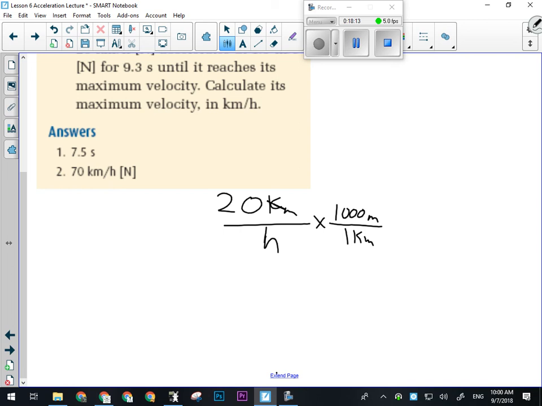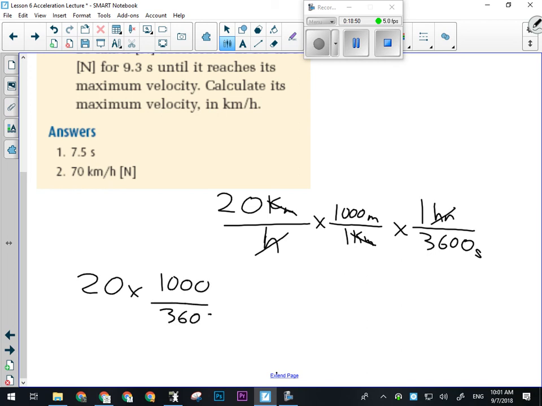Now I have kilometers on the top, kilometers on the bottom, and they're gone. Now I've converted it to meters. It's 20,000 meters. Okay, then I need to convert the hours to seconds. In 1 hour, there are how many seconds? 3,600. Now I've got an hour on the top, hours on the bottom, and it cancels. So I have to take my 20, multiply it by 1,000, and then divide it by 3,600. So in other words, I'm doing 20 times 1,000 over 3,600.